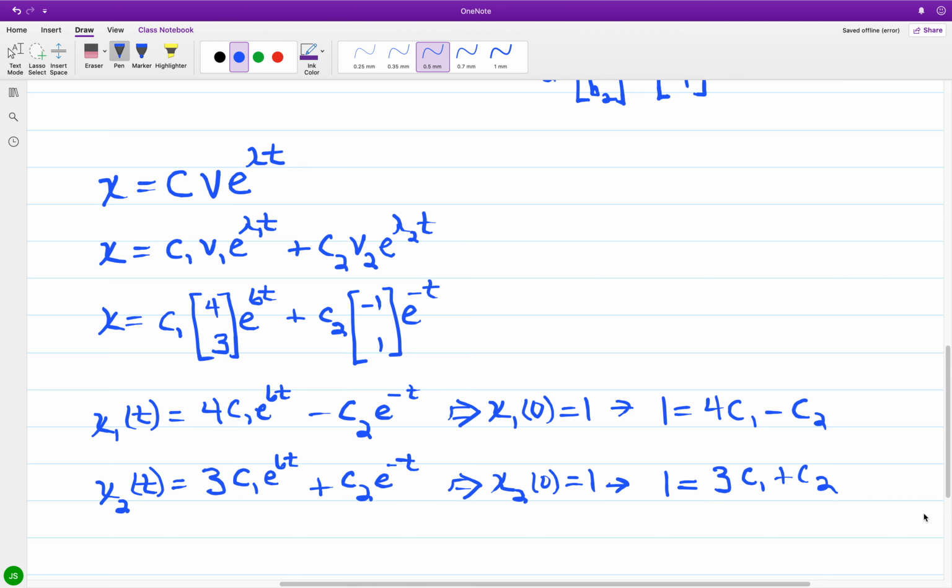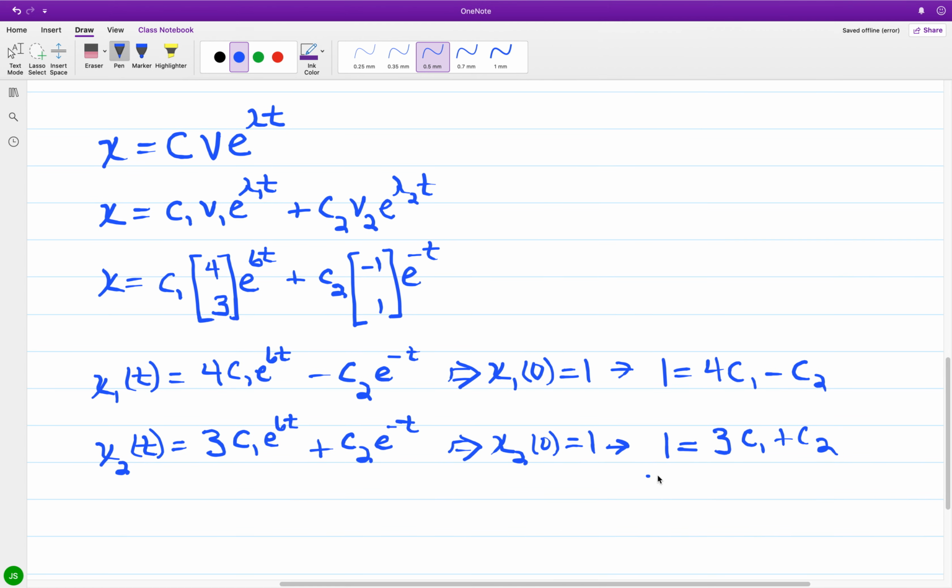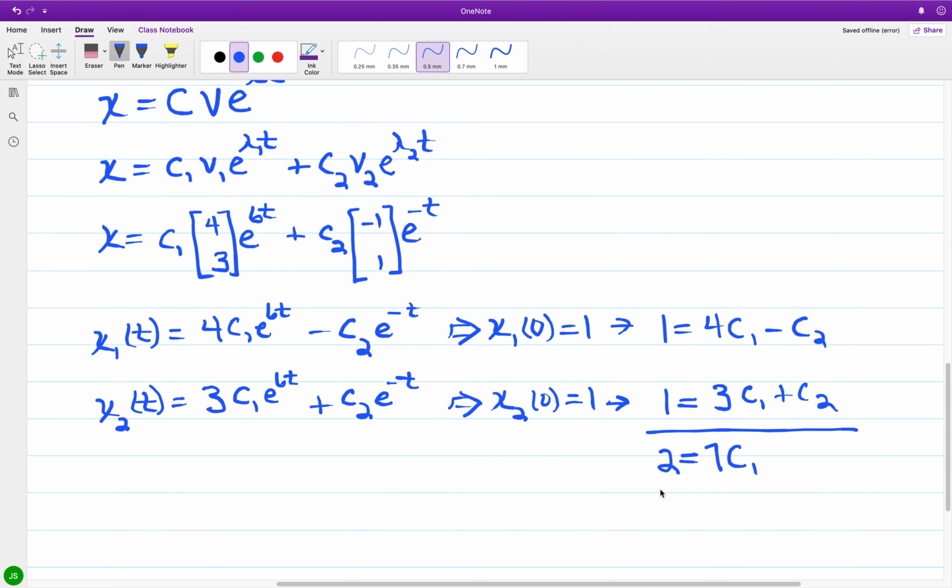And we can utilize the addition method. We just have the negative and the positive c2 to cancel out. If we add these equations together, we have 2 is equal to 7 times c1, and so c1 is equal to 2/7. And if I plug 2/7 back in, it follows that c2 is going to be equal to 1/7.